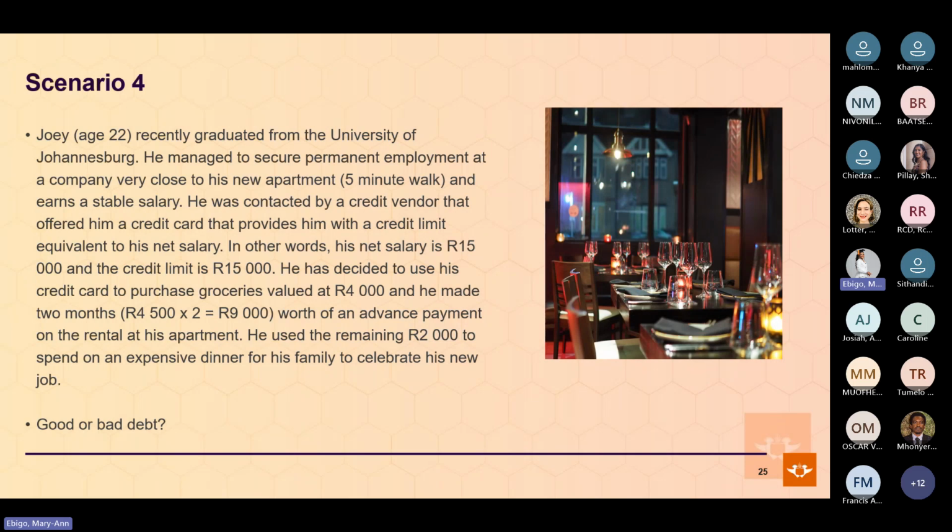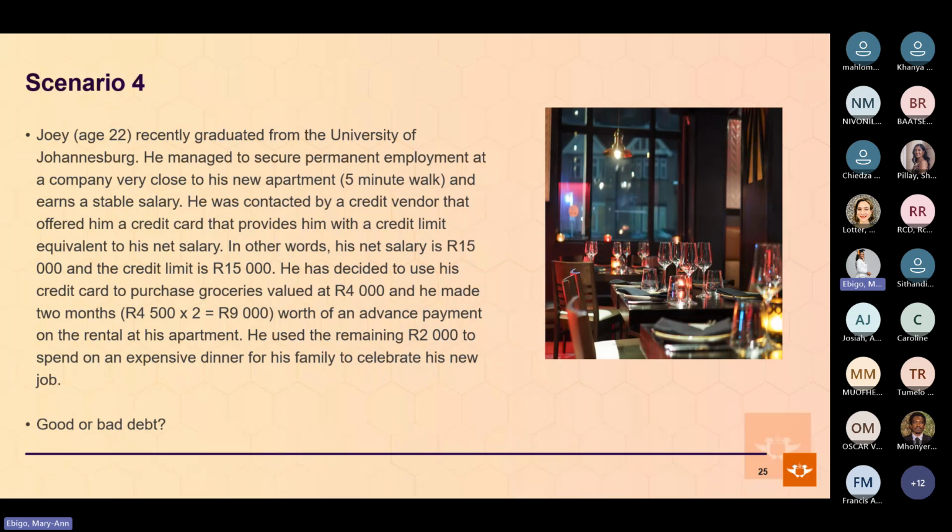Second, he paid 2 months in advance on his rental for his apartment. That adds no value to him in the sense that it does not improve his credit score, because it's on a rental. It's on a lease agreement, not with a credit vendor. So making an advance payment does not help him in terms of improving any type of credit score. It has no impact on his credit score.